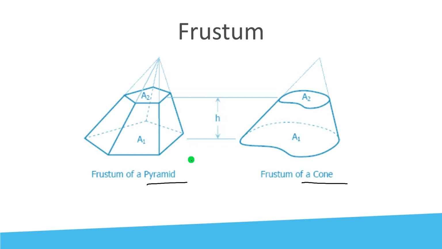So the volume for a frustum, we have the formula h over 3, where h is the altitude, times area 1 plus area 2 plus the square root of area 1 times area 2. Area 1 and area 2 are the areas of the bases of the frustum of a cone or a pyramid.